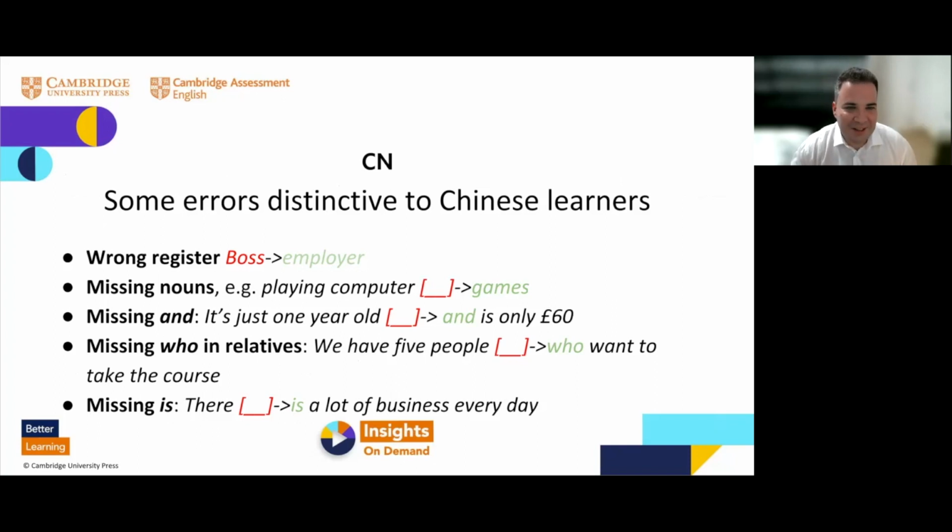Some errors that are distinct to Chinese learners are, for example, "boss" instead of "employer", and another use of language, which is to say informal. There are also several kinds of omission errors: missing "game" after "play computer", missing "and", the conjunction between two clauses, missing "who" in relative clauses, and missing "be". Here, missing "is" after "there", for instance.